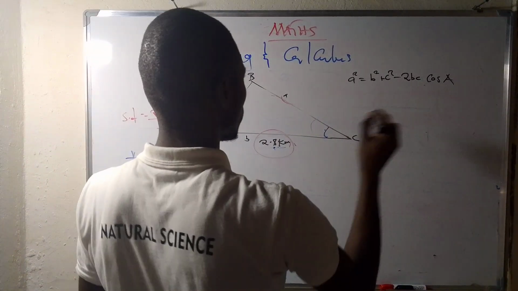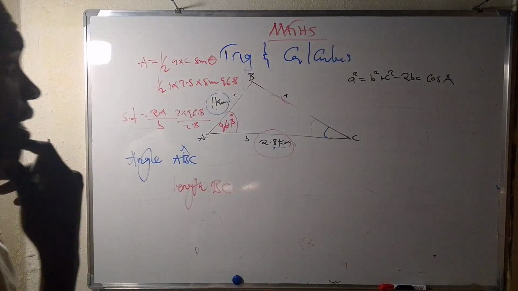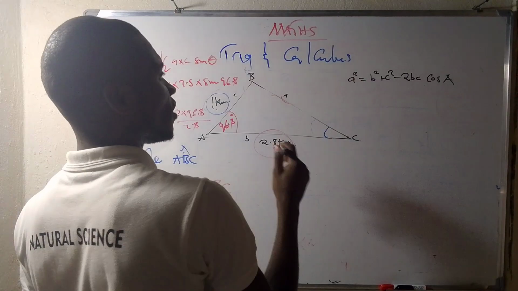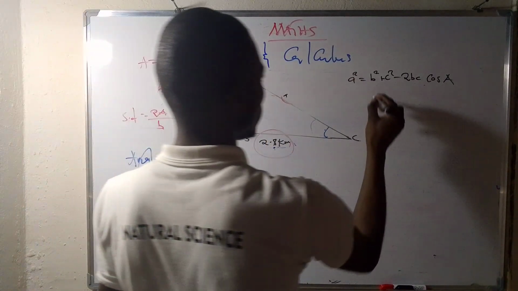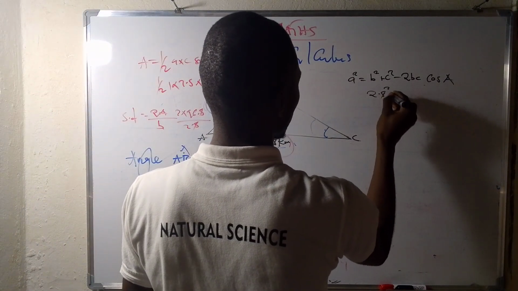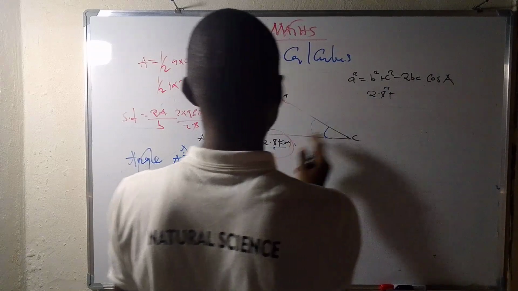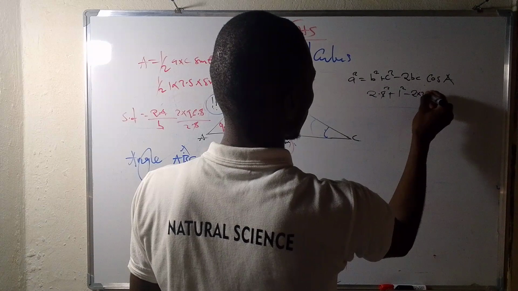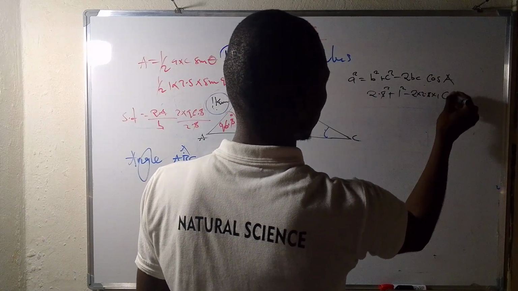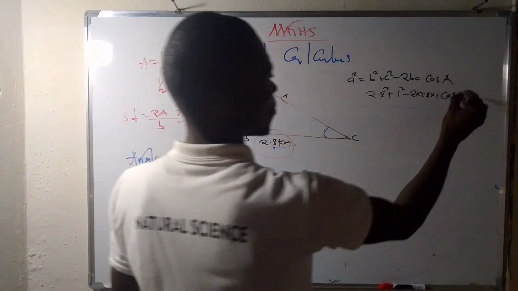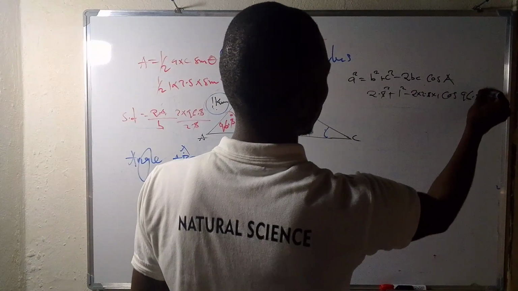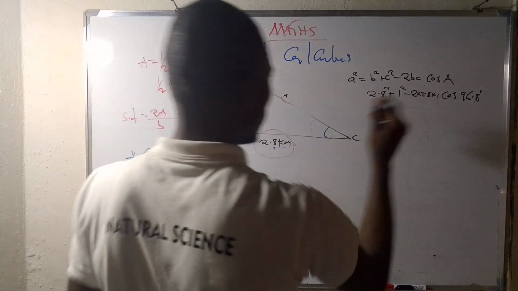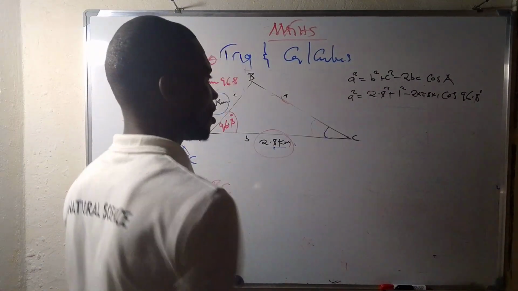So I have something like that, okay, no problem. Then I'm going to say, where is my a? It is the one I'm looking for. Where is my b? My b is 2.8. So 2.8 squared plus, then my c is 1, so 1 squared, minus 2 times 2.8 times 1, then cos the angle now, which is 96.8 degrees. Okay, then from here, a squared there.